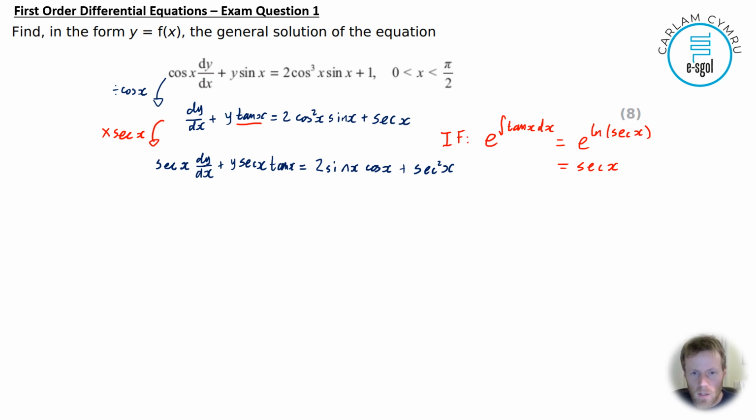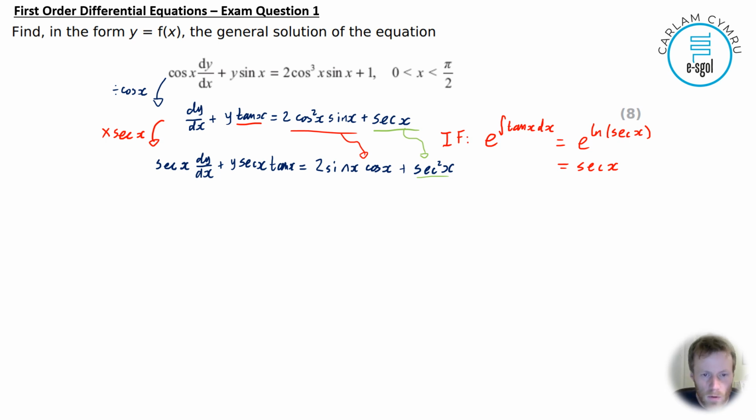I decided to view the sec x as 1 over cos x for this part here, because it simplifies the cos x bit for me, and I decided to keep the sec as sec for this part here, because I noticed that that bit is in the formula book. That's a standard integral, and then 2 sin x cos x. I also know that, using the double angle formula, that will collapse to sin 2x.